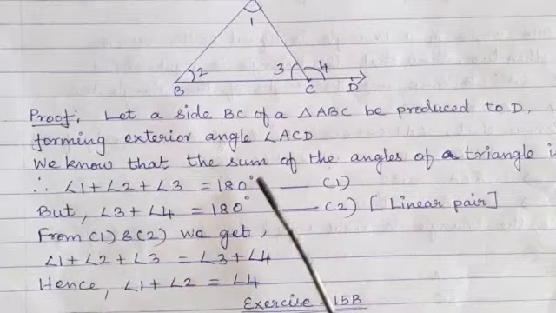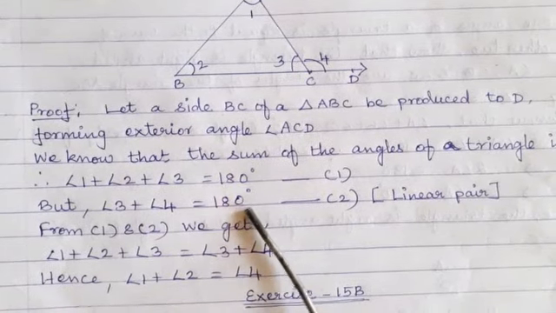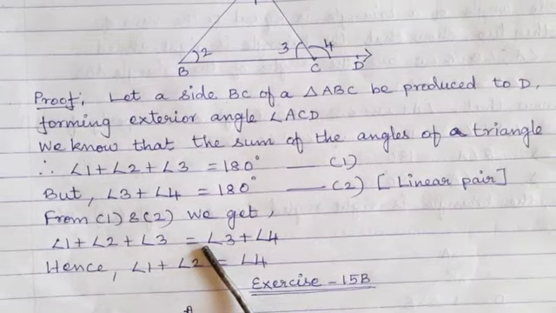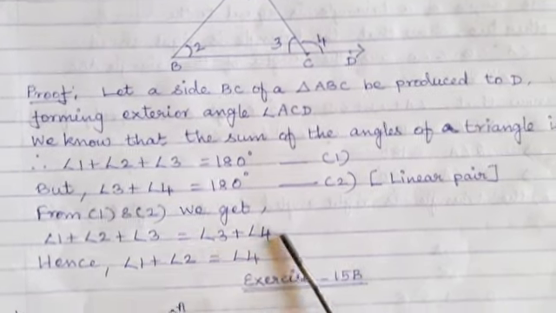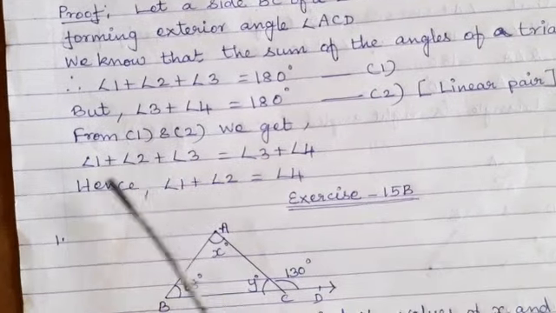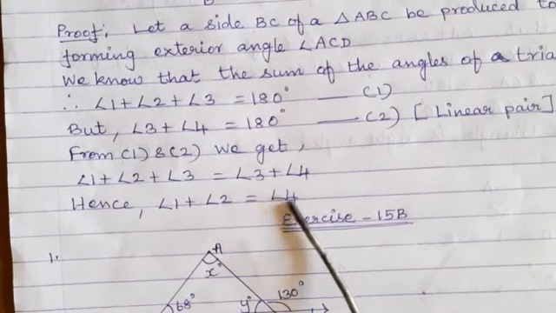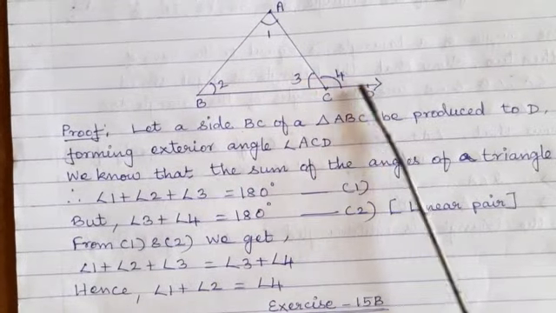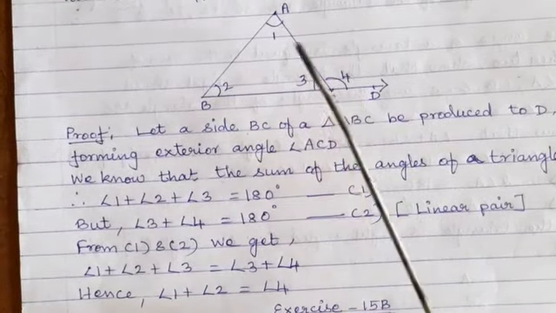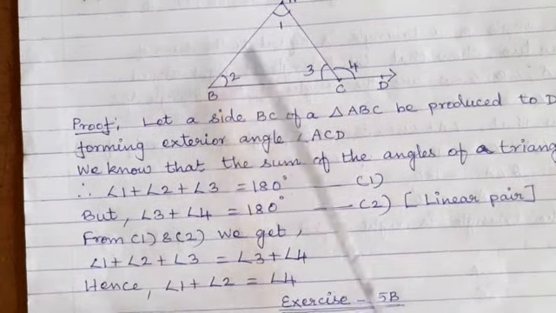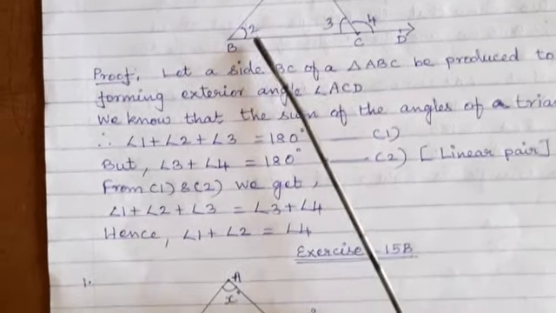Now both are 180 degrees, so we are equating them. Angle 1 plus angle 2 plus angle 3 is equal to angle 3 plus angle 4. Both sides have angle 3, so we cancel it. So hence angle 1 plus angle 2 equal to angle 4. That is, the exterior angle ACD, angle 4, is equal to the sum of the two interior opposite angles, angle A plus angle B, that is angle 1 plus angle 2.